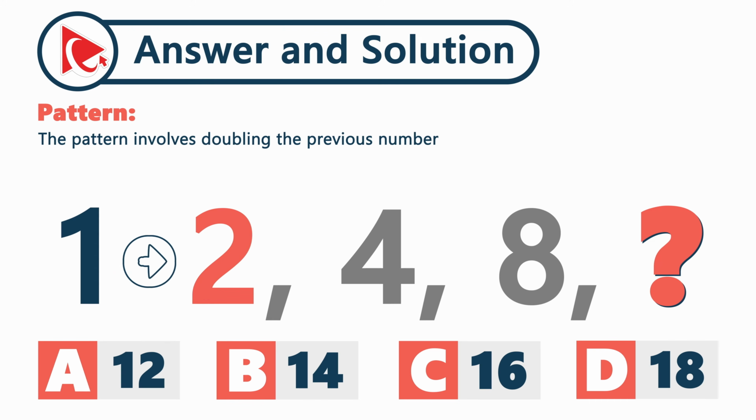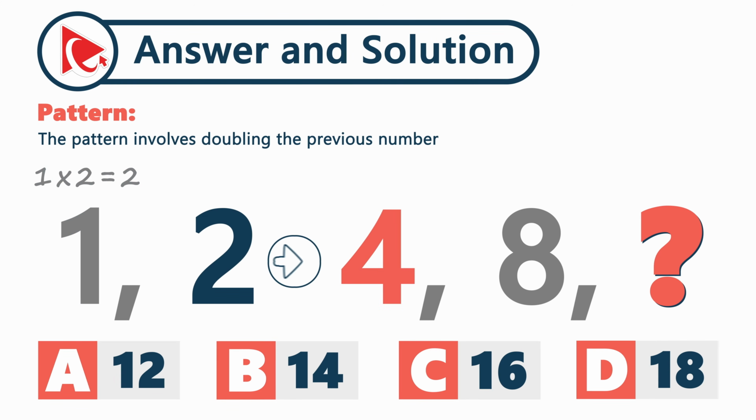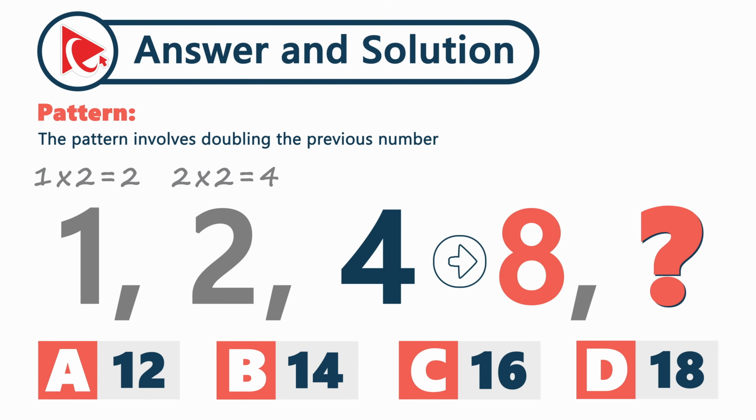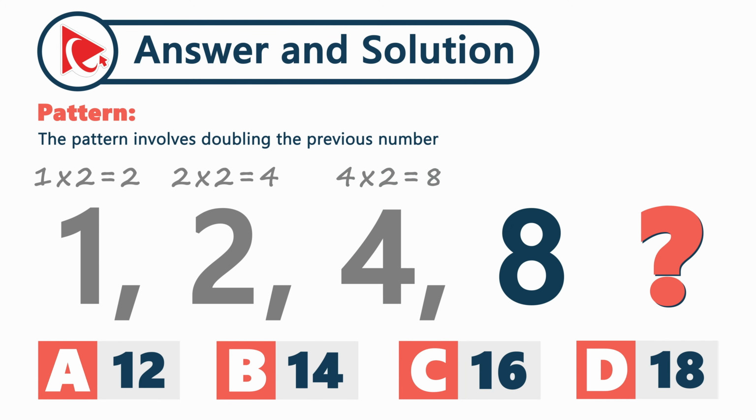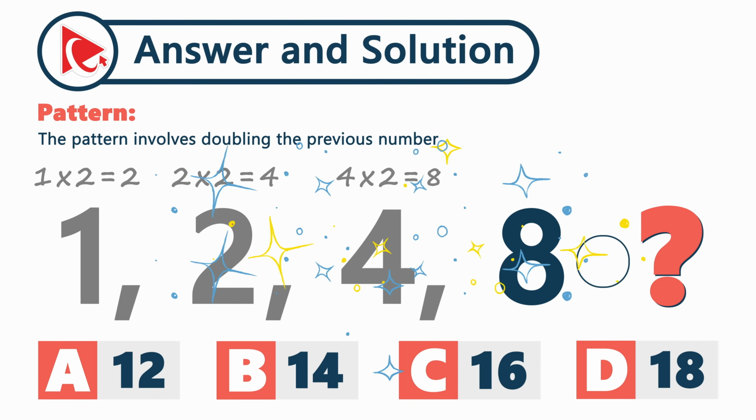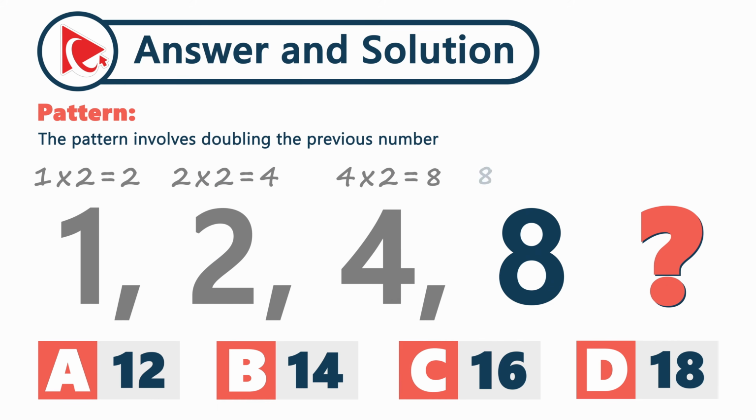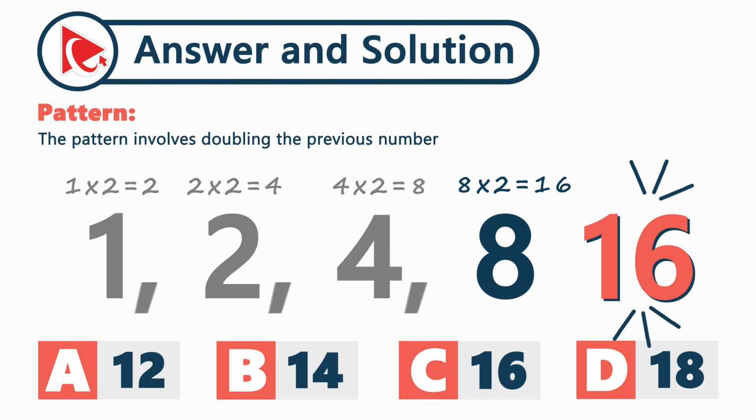To get from 1 to 2, you multiply 1 by 2, and the result is 2. To get from 2 to 4, you multiply 2 by 2, and the result is 4. To get from 4 to 8, you multiply 4 by 2, and the result is 8. And you know what time it is now, right? It's the magic time to calculate the missing number. 8 multiplied by 2 equals 16.